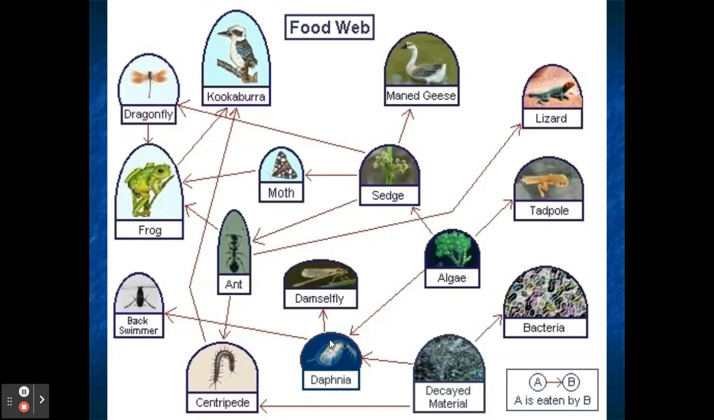Now, the Defina gets eaten by the damselfly. So notice that the arrow goes from the Defina to the damselfly because the Defina is giving its energy to the damselfly. And then it also gets eaten by what we call the back swimmer. So once again, the arrow goes from the Defina over to the back swimmer. This shows a lot of different feeding connections related just to this one little organism. This gets us to ask, all right, if the Defina disappeared, what would happen to the ecosystem? What would happen to all the other food webs in the environment?